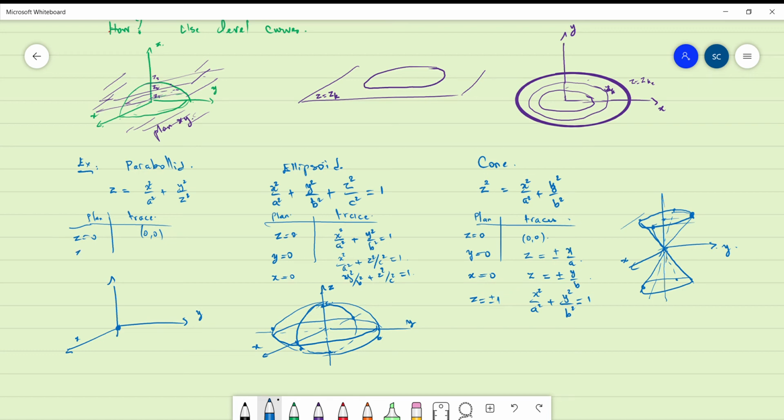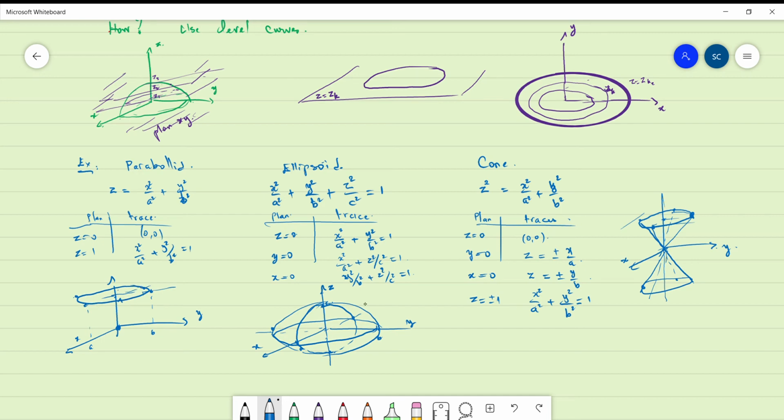Then you take z equals 1, and you will get an ellipse, x²/a² plus y²/b² equals 1. In the direction of x you have a and minus a, and in the direction of y you have b and minus b. So you have 4 points for your ellipse at the level z equals 1. You join these points and you get your ellipse here.